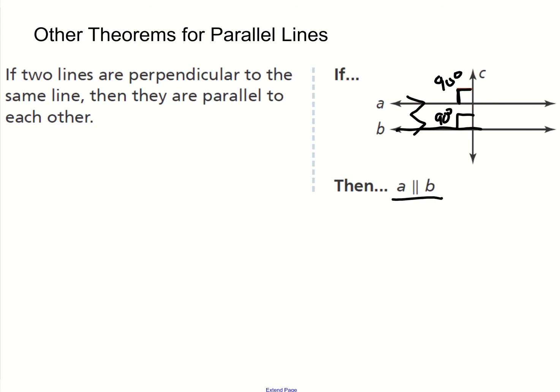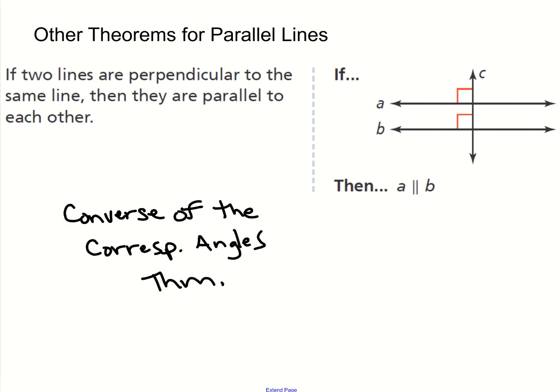And that makes sense, because if you think about it, these 2 angles are corresponding angles. If you have corresponding angles cut by a transversal, corresponding angles are equal. These 2 angles are equal, so that means that the lines have to be parallel by the converse of the corresponding angles theorem. So these are really 2 ways of looking at the same thing.